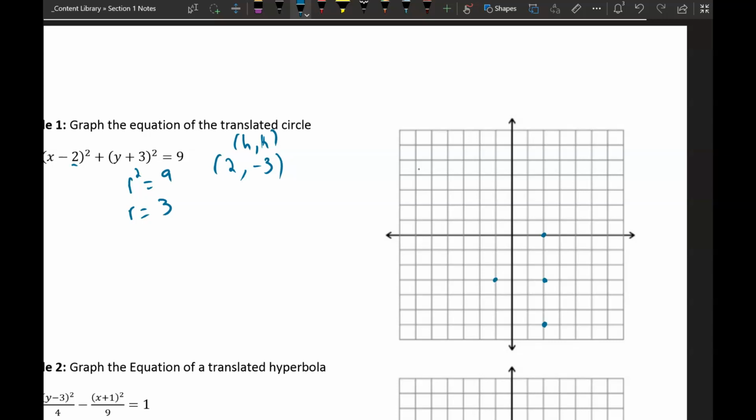So really, circles aren't too much different. They're pretty much the same. Really, you just got to start by finding your new center point of that circle. I guess that's kind of going to be true for all of them, but start by finding the center point.